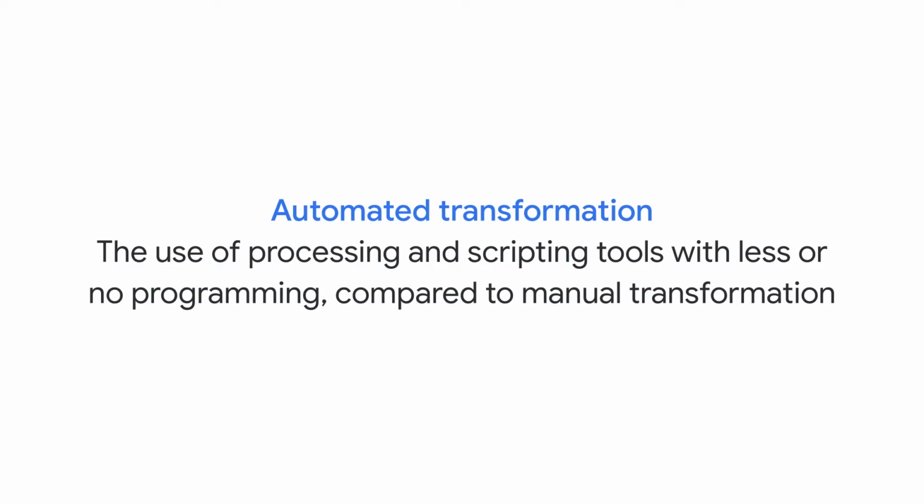Automated transformation is the use of processing and scripting tools with less or no programming compared to manual transformation. These processes are usually combined to create an automated workflow. These tools make working with your data so much easier than manually transforming data alone. Although you don't have to use much code with these tools, you might still end up using coding languages, like SQL and Python, to make modifications within the tool. Automated transformation tools are best for large or high-velocity datasets and can be local or in the cloud.